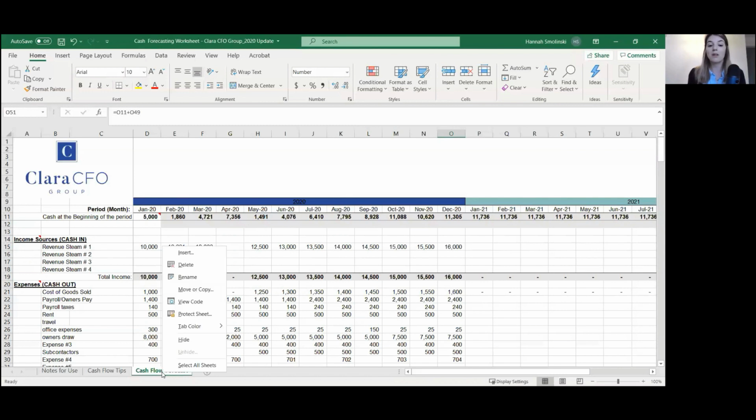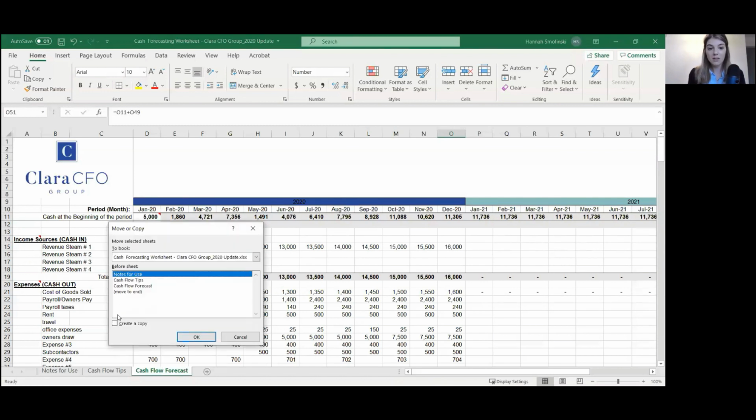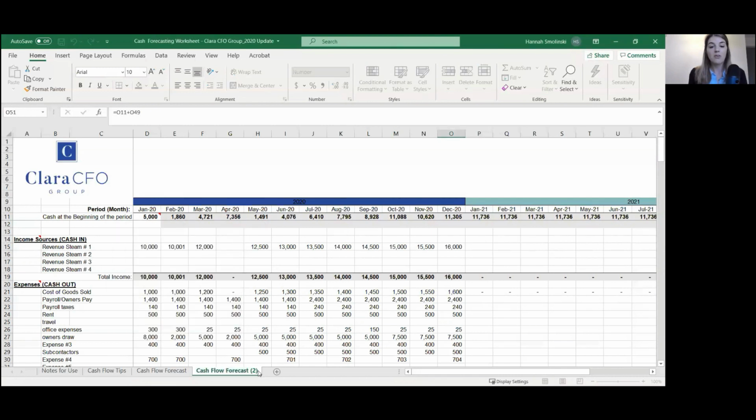The other thing that you can do is copy this. You can right click on the tab, and then go to create a copy. You can move it to the end. And then you can do scenario 2, scenario 3, scenario 4, and play around with different things. Now, I would make sure that you have a really good base scenario before you make your copies, because the 2 sheets won't link together in any way. So if you change a base scenario and a base assumption, you're going to have to update it on all the different sheets.